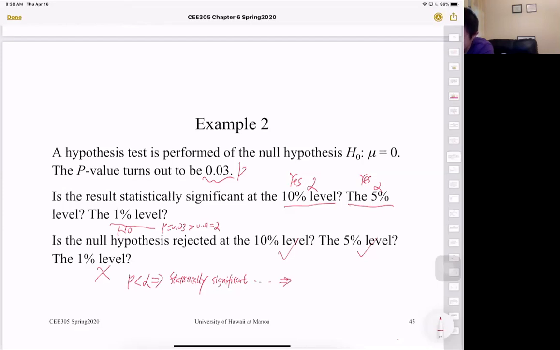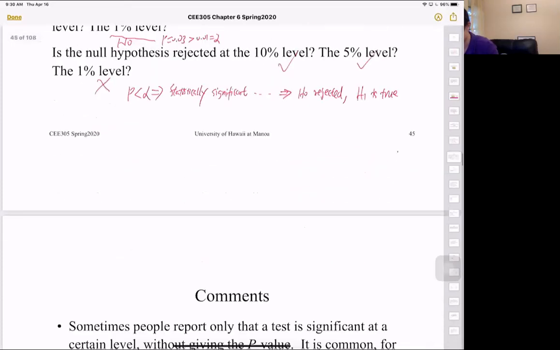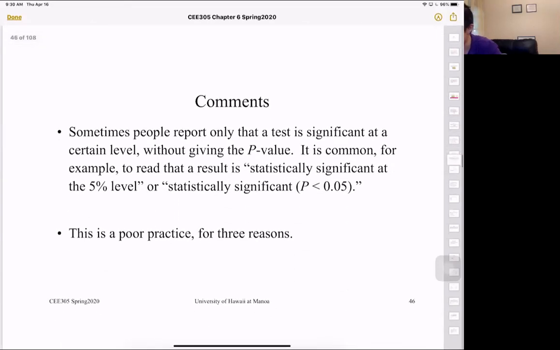And then we conclude H0 is rejected and H1 is true. Okay, so that's the steps. So here are some more comments.